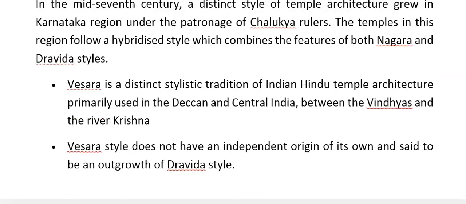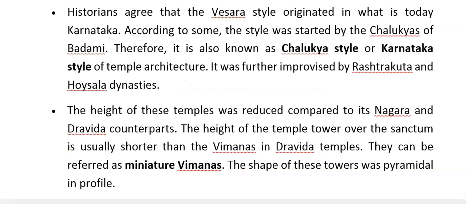And if we go according to the region of this temple architecture, then it is found between the Vindhyas and the river Krishna, where this style of temple architecture is very much prominent. And the historians also call this style Chalukya style or Karnataka style, as this kind of temple is mainly seen in this region, and it was further improvised by the Rashtrakutas and Hoysala dynasties.